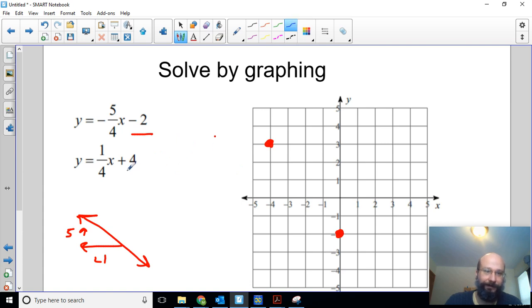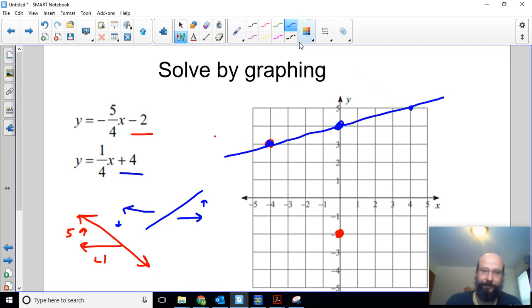And I'm going to do this one. Start at positive 4. Positive slope, so over 4 and up 1, or to the left 4 and down 1. 1, 2, 3, 4 here. 1, 2, 3, 4 here. Again, this is the point where they're crossing. For these questions, it's easy to see which point they're crossing. This is the point they're crossing, so that means this is your answer. So your x is negative 4 and your y is 3.